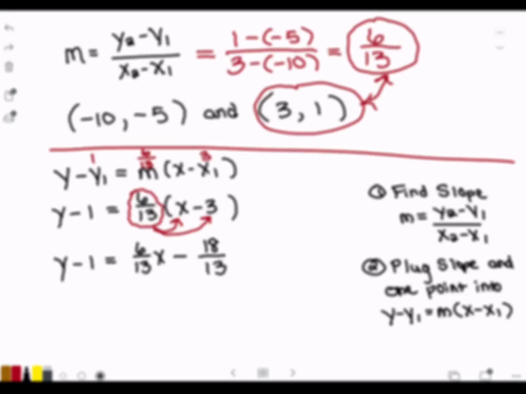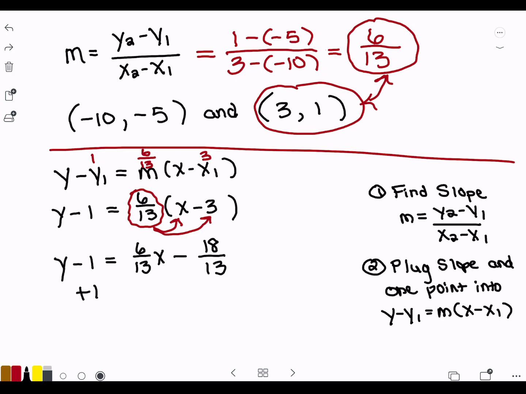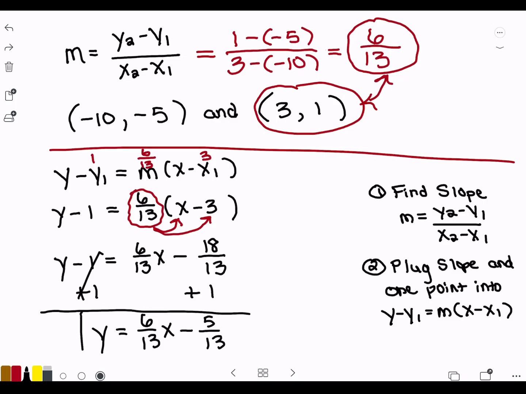So now I have to get the y by itself. And to do that, I'm going to add 1 to both sides. So y is equal to 6 over 13x. And then negative 18 over 13 plus 1 is going to give you negative 5 over 13. You can check that by checking in the calculator.